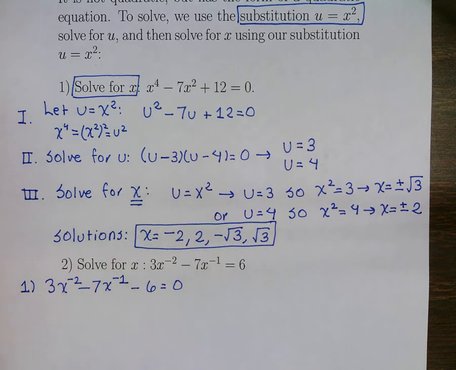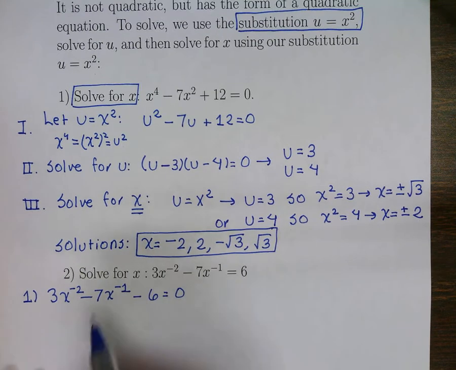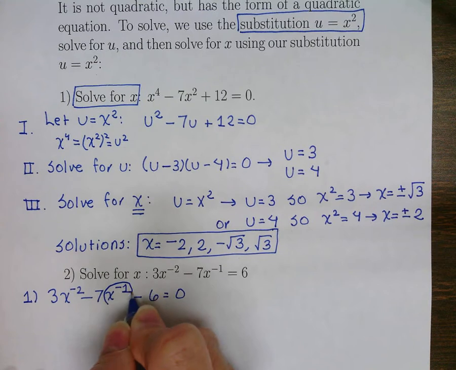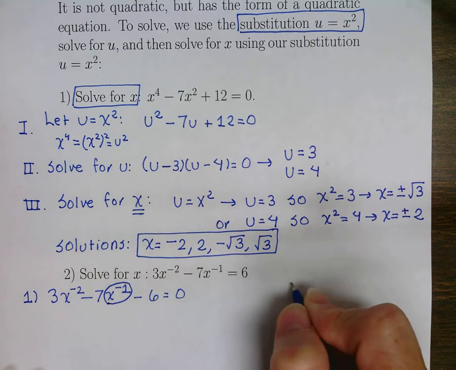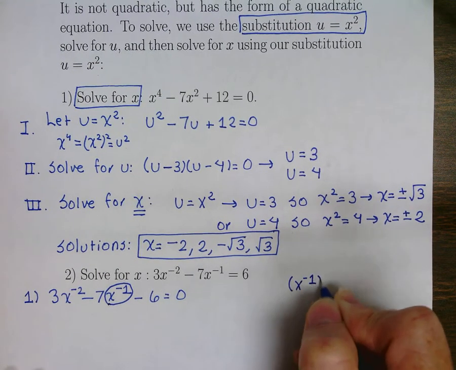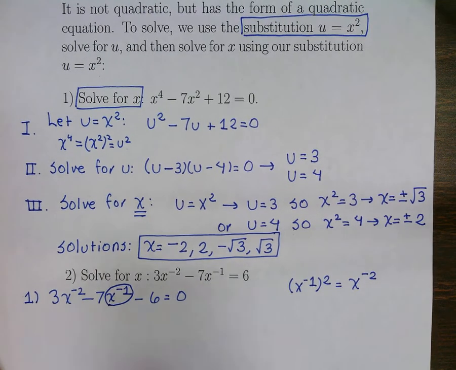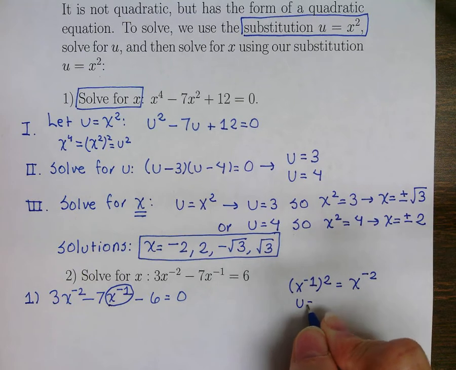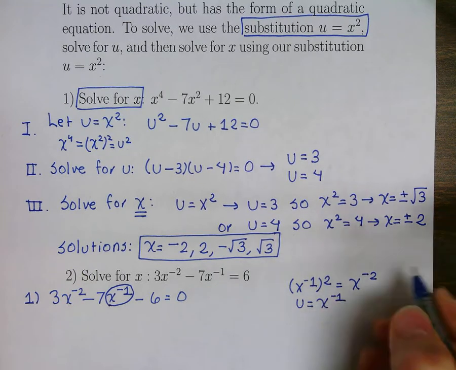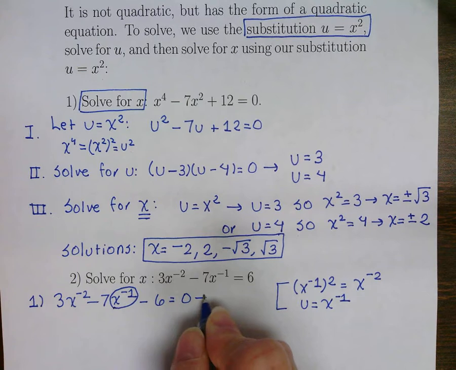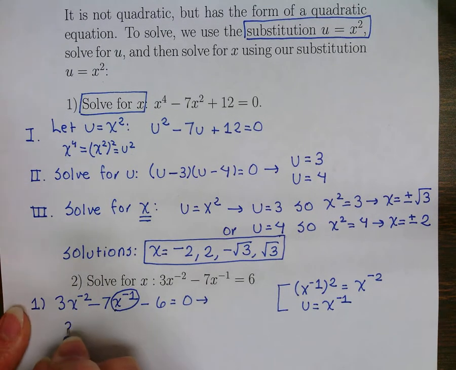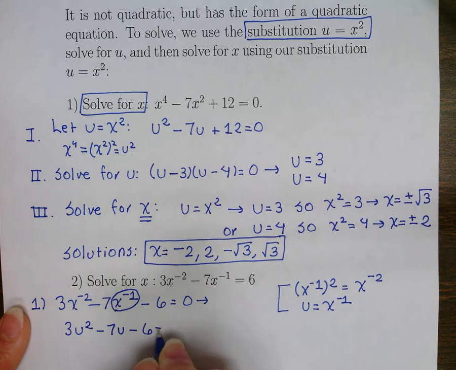That is, write it in the form of a quadratic by bringing the 6 over to get a 0 on one side. And then I notice that if I look at this term and square it, I get x to the negative second. So I have my substitution. u is going to be x to the negative first. Okay? And then this becomes 3u squared minus 7u minus 6 equals 0.